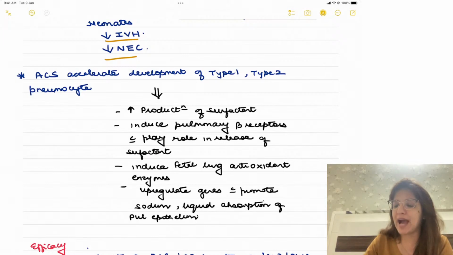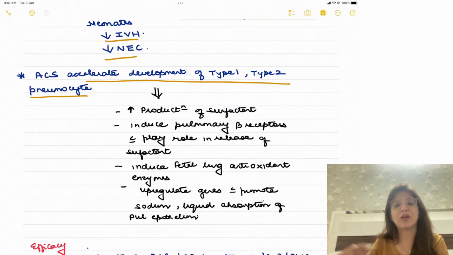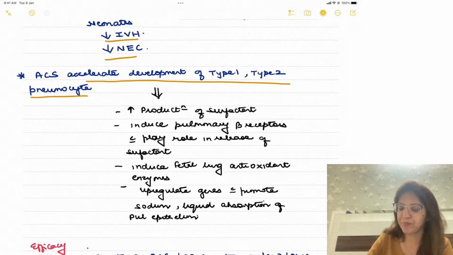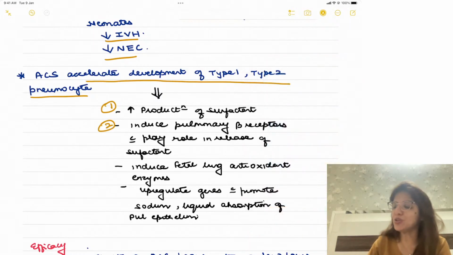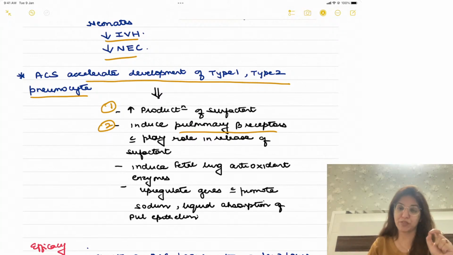Right? Now, what do antenatal corticosteroids do? They accelerate the development of type 1 and type 2 pneumocytes. Because they accelerate the development of type 1 and type 2 pneumocytes, they will increase the production of surfactant, number one. Number two, they will induce pulmonary beta receptors, right? So they are going to induce pulmonary receptors, and it is these pulmonary receptors which play a role in the release of surfactant. So number one, they are increasing production of surfactant. Number two, they are helping to increase the release of surfactant by increasing pulmonary beta receptors.